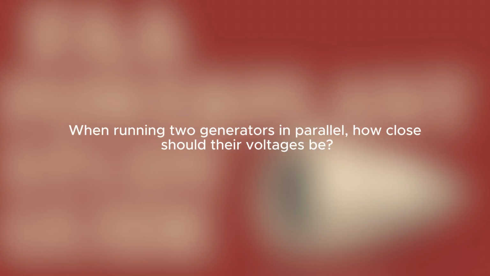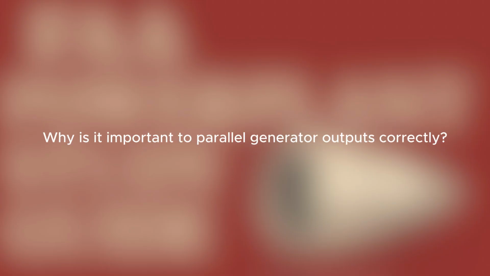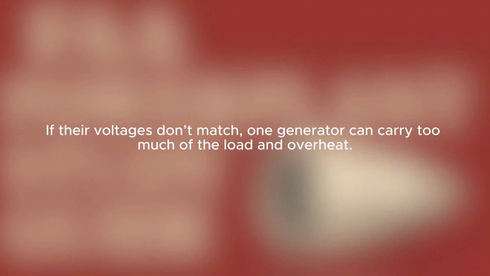When running 2 generators in parallel, how close should their voltages be? Within a few tenths of a volt, as specified by the maintenance manual. Why is it important to parallel generator outputs correctly? If their voltages don't match, one generator can carry too much of the load and overheat.